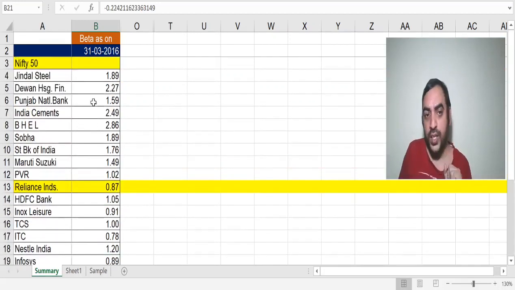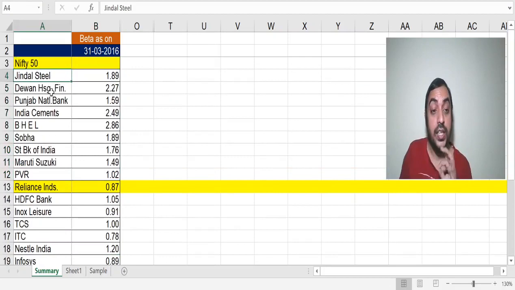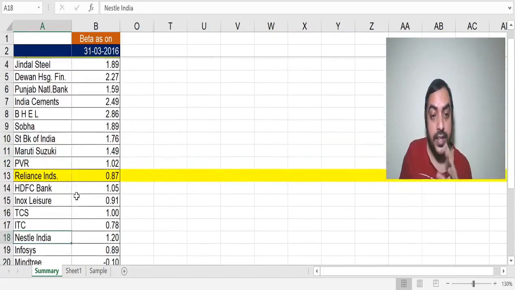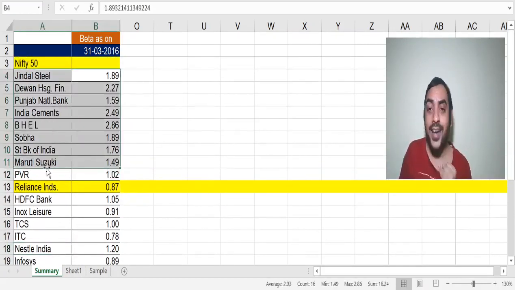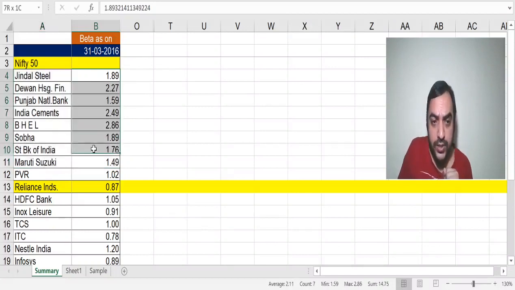Okay, so you look at these companies now. Wherever the beta is more than 1, look at the names of the companies: Jindal Steel, Diwan Housing Finance, Punjab National Bank, India Cements, BHEL, Soba Developers, State Bank of India, Maruti Suzuki, and yeah, Nestle India is fine. Okay, so these stocks, if you closely observe, they are banking stocks, non-banking financial companies, cement companies, Jindal Steel Company, construction Soba. You see, understand? Stocks in infrastructure are likely to have a higher risk because the sector itself is like that. Real estate sector, cement sector, the construction sector, the banking sector, they are by default high risky sectors in general. That's why you see these stocks are having higher beta.